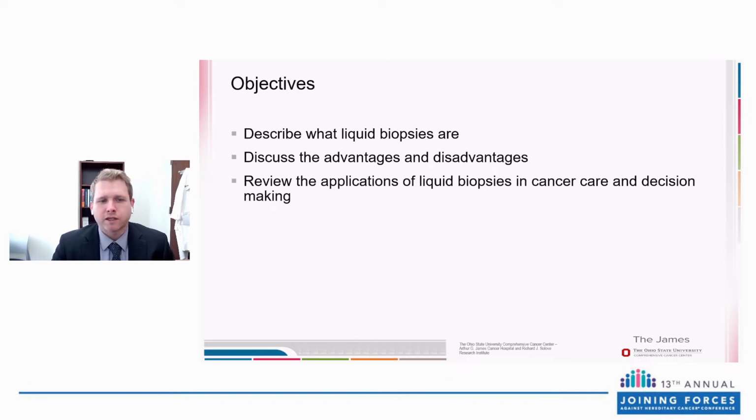We have several important objectives that we're going to go over. First and foremost is going to be describing what liquid biopsies are. In our conversation today, while I'm a gynecologic oncologist, a lot of what we're talking about is going to be liquid biopsies in general. We're also going to discuss the advantages and disadvantages of liquid biopsies. And then essentially, the most important is reviewing the applications of liquid biopsies in cancer care and decision-making, and also where I see the field heading over the next couple of years.